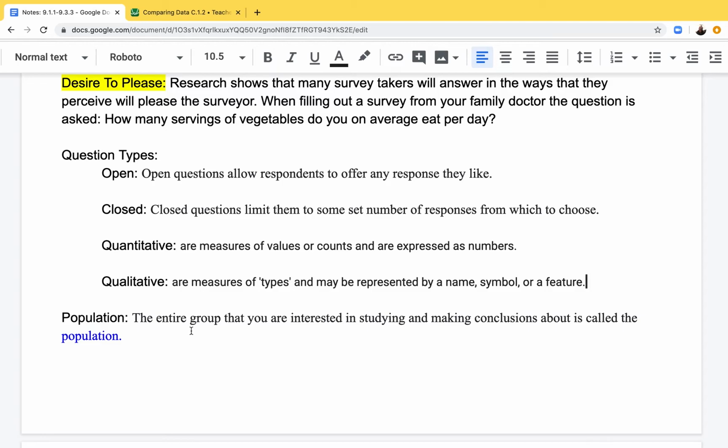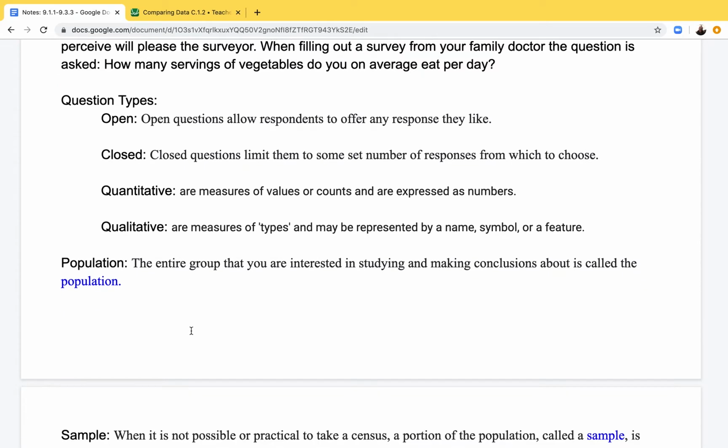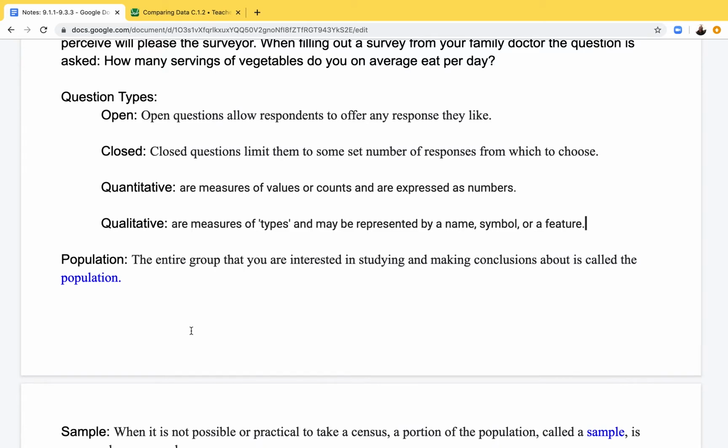Open questions, maybe you get better results, but if you have 30 different answers, it's really hard to generalize. Closed questions can help narrow down a focus of a survey into a manageable set of data that you can analyze, but it might not accurately describe how the people feel that were answering your survey. So definitely pros and cons to open and closed questions. Quantitative, we've already talked about those. Quantitative is a numeric response. Qualitative is a quality or a type.